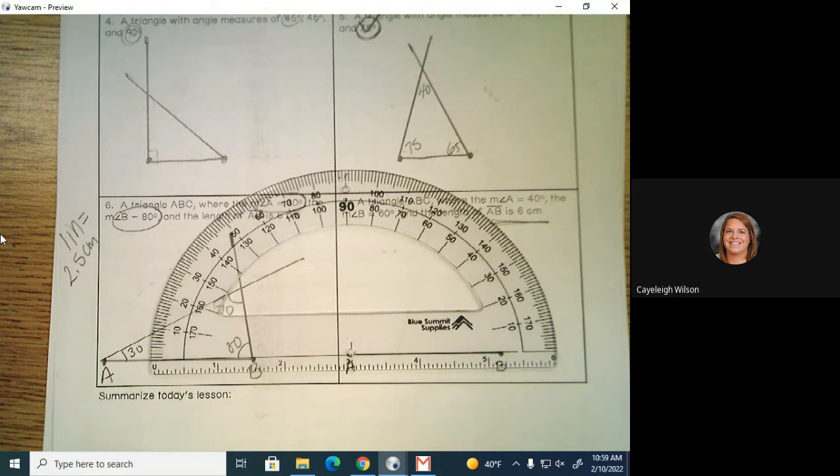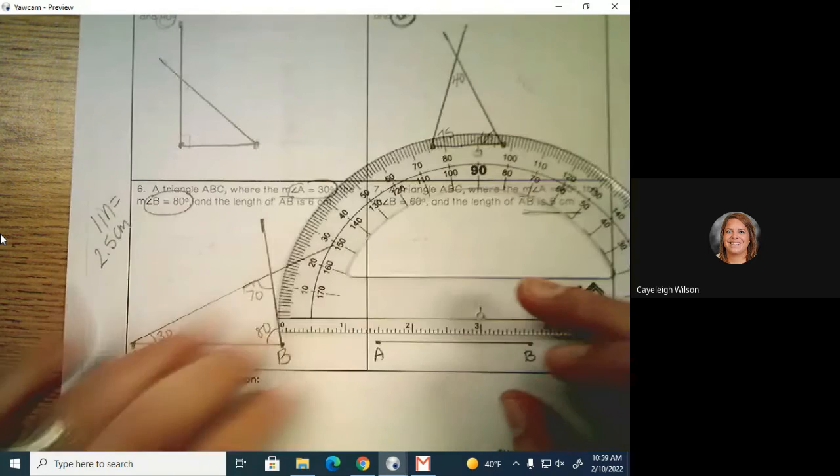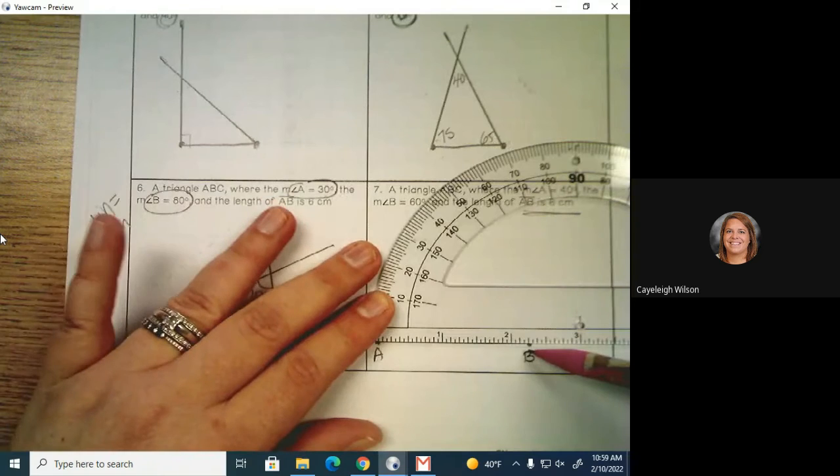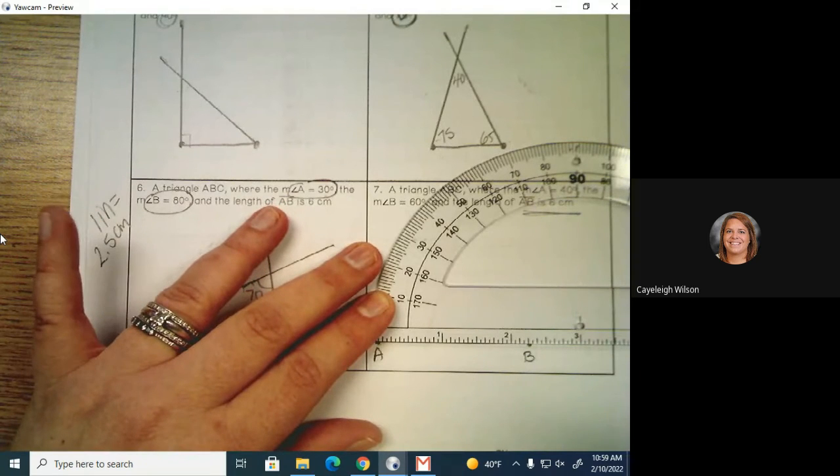What? Wait, from A to B, what, I don't know. Remember, I just told you that 1 inch is 2.5 centimeters, so just a little bit more than 2 is 6 centimeters. I told us that twice.